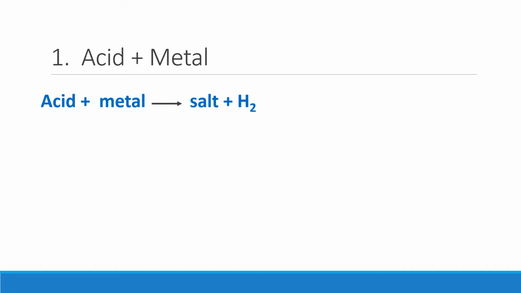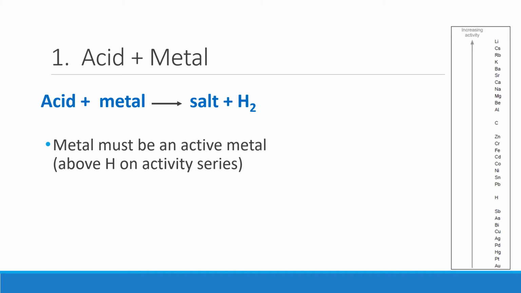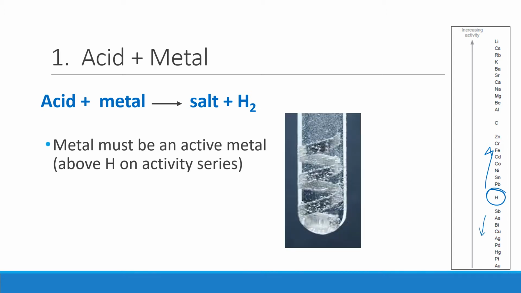So the first reaction we'll talk about is the reaction of an acid plus a metal. The general form for this reaction is acid plus metal yields salt plus hydrogen gas. The metal has to be above hydrogen on the activity series. So here's our activity series. Hydrogen is right there. Any metal that's listed above hydrogen will react with an acid, but if you are below hydrogen, you will not.